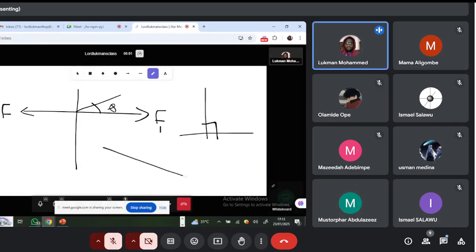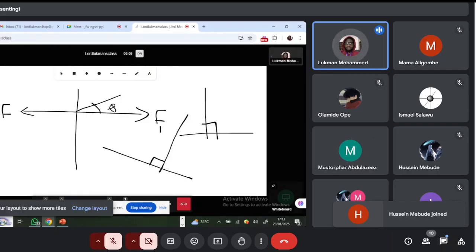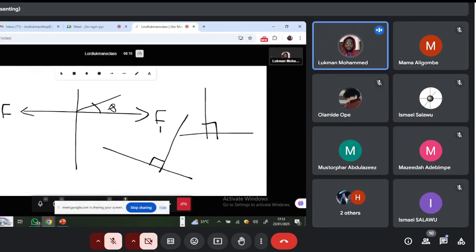It looks like that, and a line may go like this. If another one crosses it perpendicularly like this, the angle between them is also 90. So our interest in this topic is to find all resolutions along two perpendicular planes. We have chosen to use horizontal and vertical planes as our point of reference.